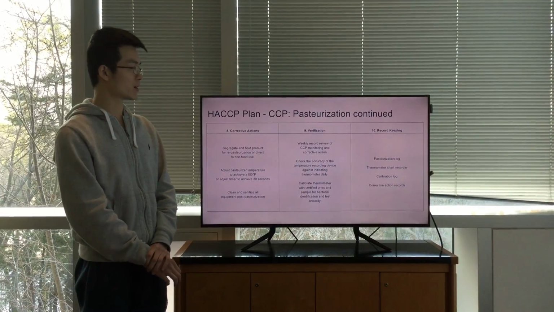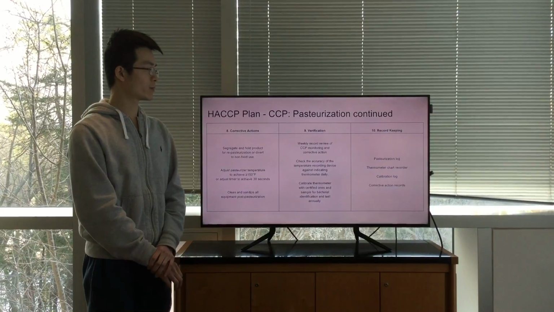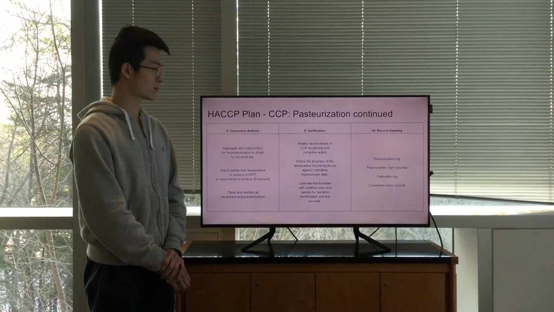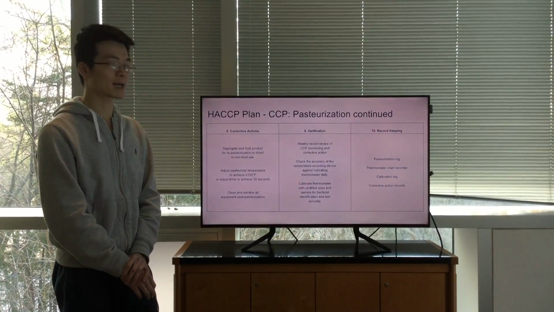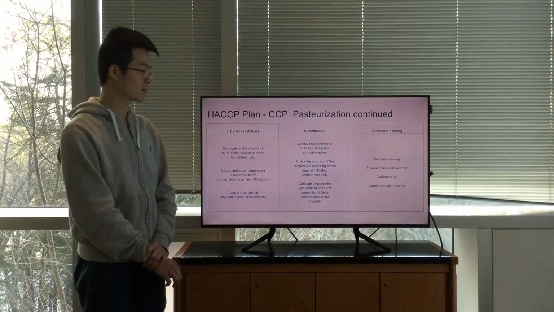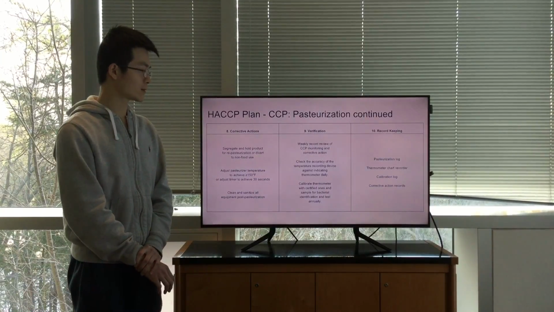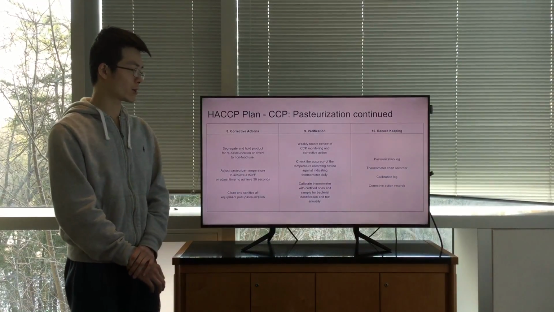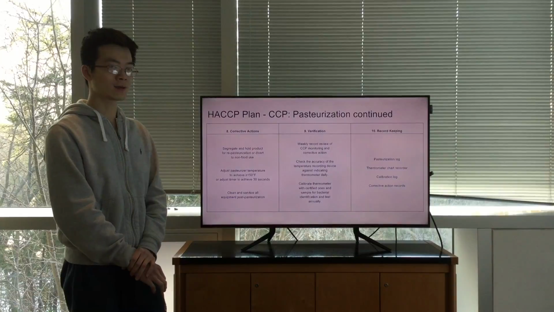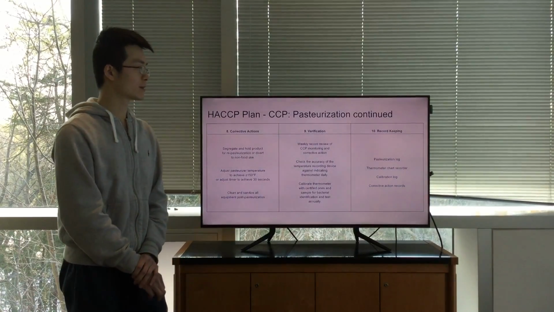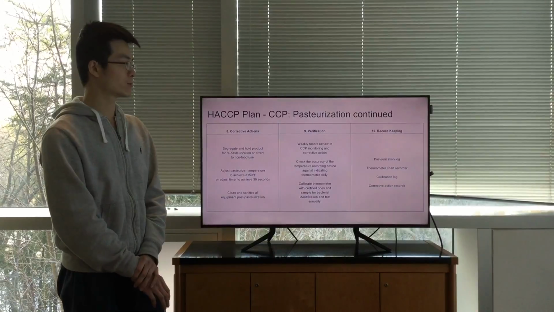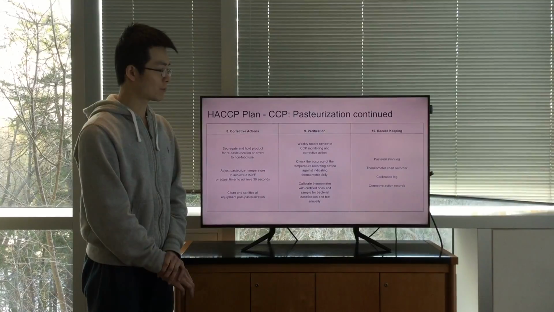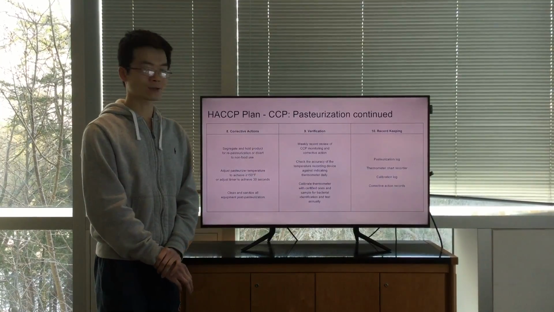For the verification part, we need to do weekly record review of CCP monitoring and corrective action. We need to check the accuracy of the temperature recording device against an indicating thermometer daily. And we also need to calibrate the thermometer with certified ones and sample for bacteria identification and test annually. For record keeping, we need to include pasteurization log, thermometer chart recorder, calibration log, and corrective action records.